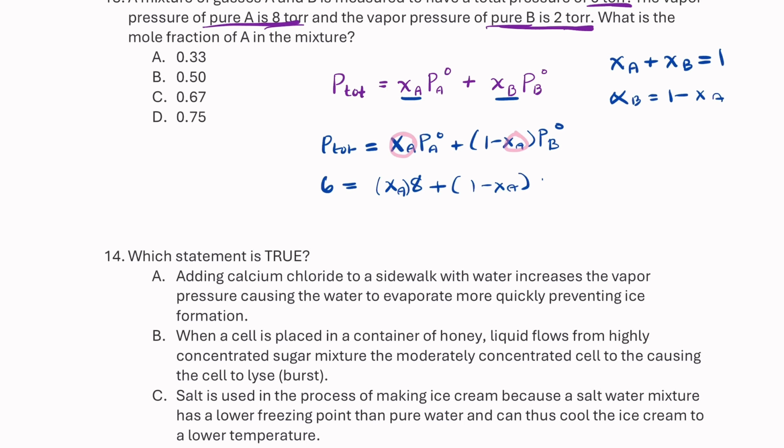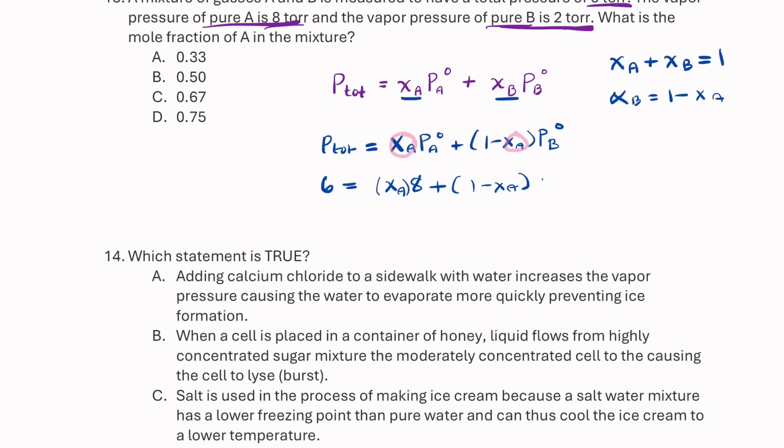Problem 14 says, which statement is true? Let's carefully examine each option. A says adding calcium chloride to a sidewalk with water increases the vapor pressure, causing the water to evaporate more quickly, preventing ice formation. This is false. Calcium chloride actually lowers the vapor pressure and, more importantly, lowers the freezing point of water. That's why it prevents ice formation. It doesn't raise vapor pressure.